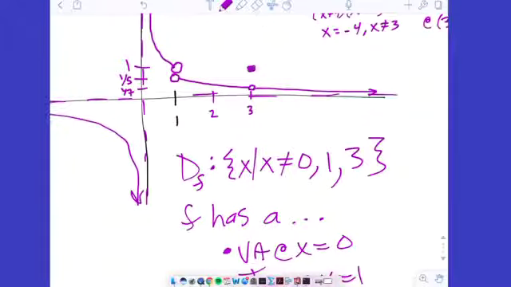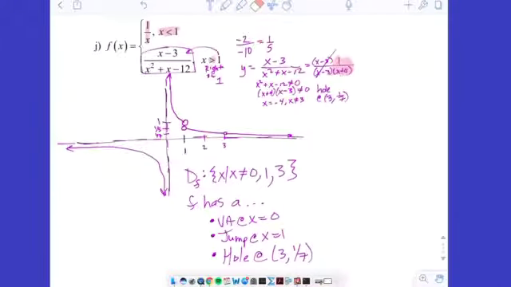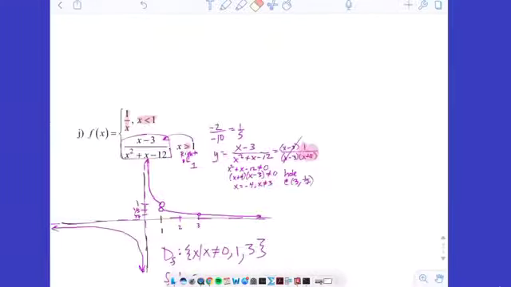Yes, it would still be a hole at 3, but now 3 would be in the domain, so we would actually take it away. But in this case, it's not. It's kind of talking about what ifs. So if you understand that one now, you're in good shape.